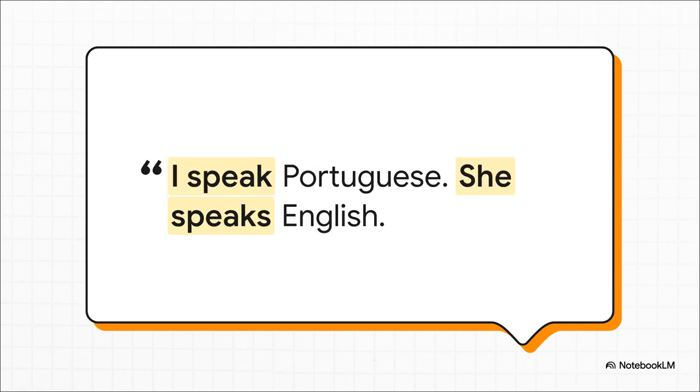Now you can talk about skills and abilities. For yourself, it's simple. Subject plus verb, I speak Portuguese. But when you talk about somebody else, like she, you've got to remember our tricky rule. That's why we say she speaks English, with that S on the end.